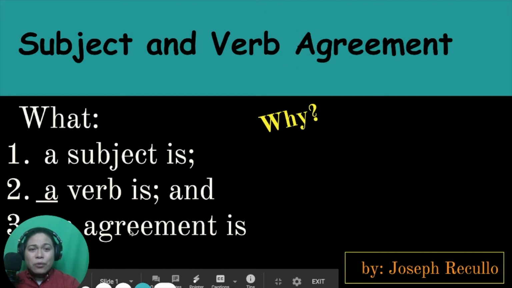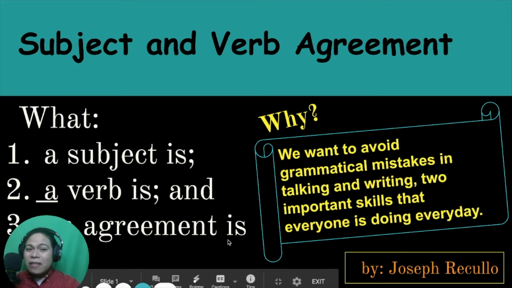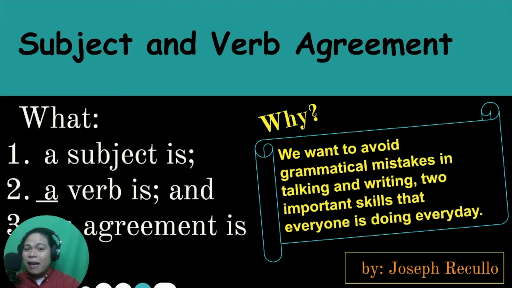And why do we need to discuss this? What's the reason for talking about this? We can even talk and write anyway. Well, the reason why we need to talk about it is because we want to avoid grammatical mistakes in talking and writing, two important skills that everyone uses every day. It's very important that we know the rules of subject and verb agreement because we don't want to be embarrassed. We don't want to be laughed at if we use incorrect subjects and verbs in our sentences.